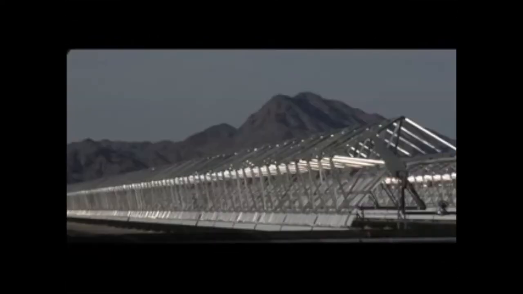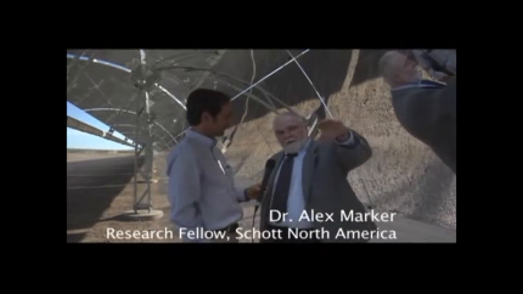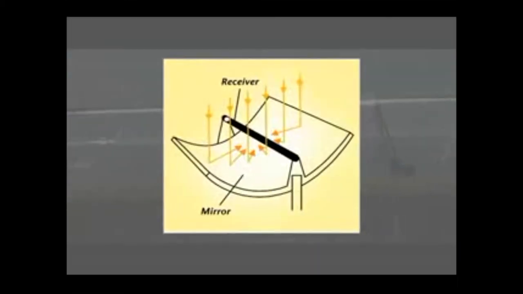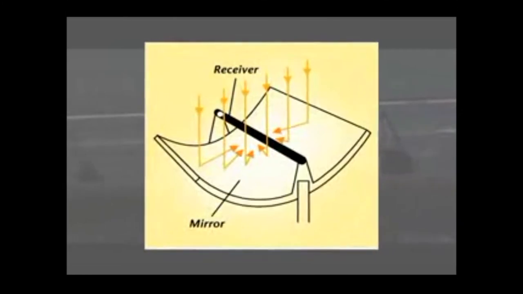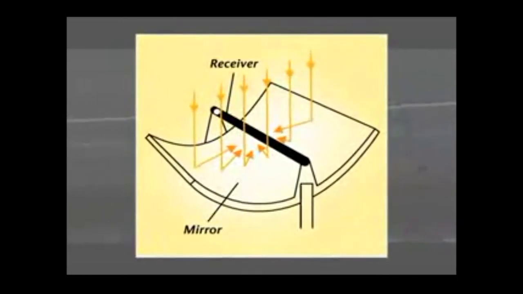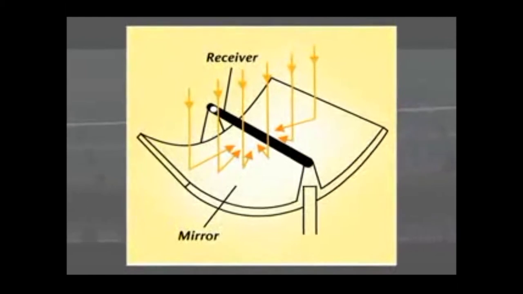To learn how concentrated solar works, I checked in with Alex Marker of SHOT North America. Tell me about the facility as a whole, concentrated solar power. What is it? Because there's a lot of people out there that don't know what it is but are very curious about it. In this particular technology, the mirrors you see in the background are parabolic shaped, and what they do is they focus the light on the receiver tubes, which is the array you see down the center. It concentrates the solar light by a factor of about 80.